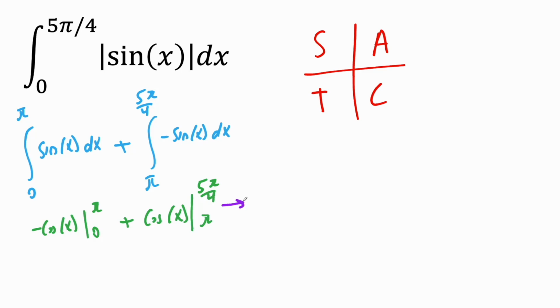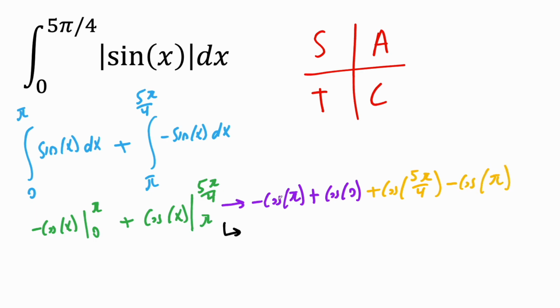And now our next step is to evaluate. So I'm going to plug in pi here. I'm going to get negative cosine pi minus, so plus cosine 0. Then we'll do the other piece, so plus cosine 5 pi over 4, minus cosine pi. Now, cosine pi would give us negative 1, but we have a negative, so that gives us a positive 1. Cosine 0 would give us positive 1. Now we'll do these two pieces.